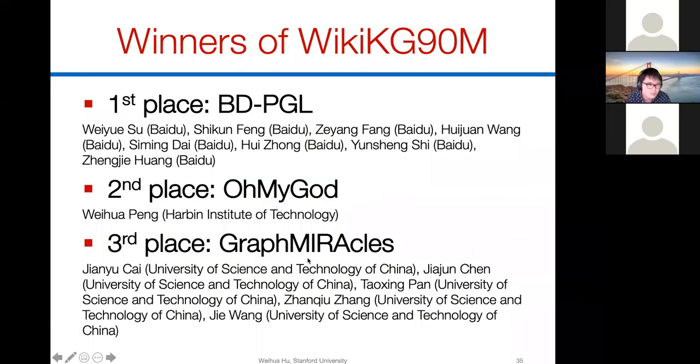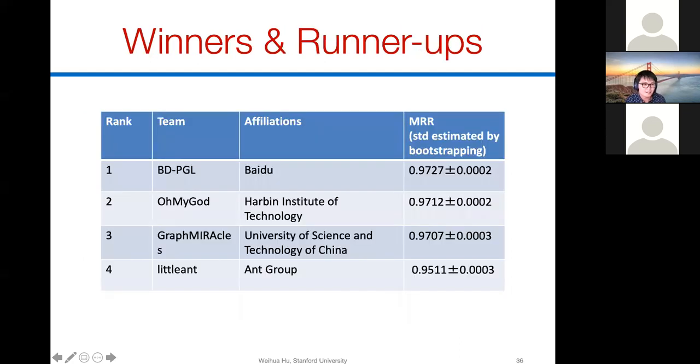And the winners of this challenge are here. The first one is the Baidu team. Second one is the Harbin Institute of Technology, and in third place is a team from China again. These are the accuracy, mean reciprocal rank. It's upper bounded by 1. So we are very impressed that these teams are able to get near perfect performance on this data set.